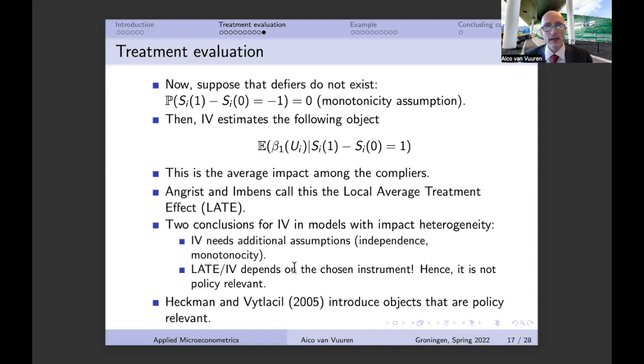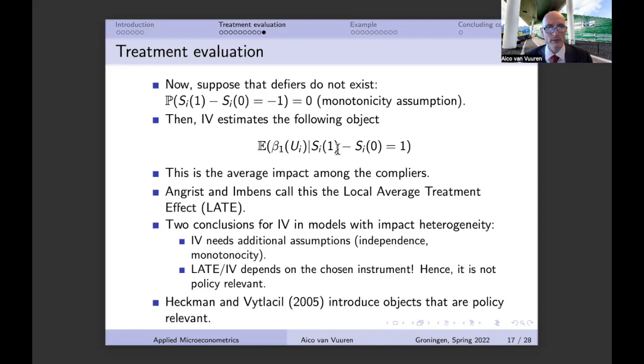That is somewhat related to the fact that you should realize that LATE by itself is not policy relevant. The average treatment effect, as well as the average treatment effect among the treated, is related to policy, but that's not the local average treatment effect, which is not at all interesting for the policymaker. It looks at the average impact among the compliers, but compliers are related to the chosen instrument, and they're not interesting for the policymaker itself.